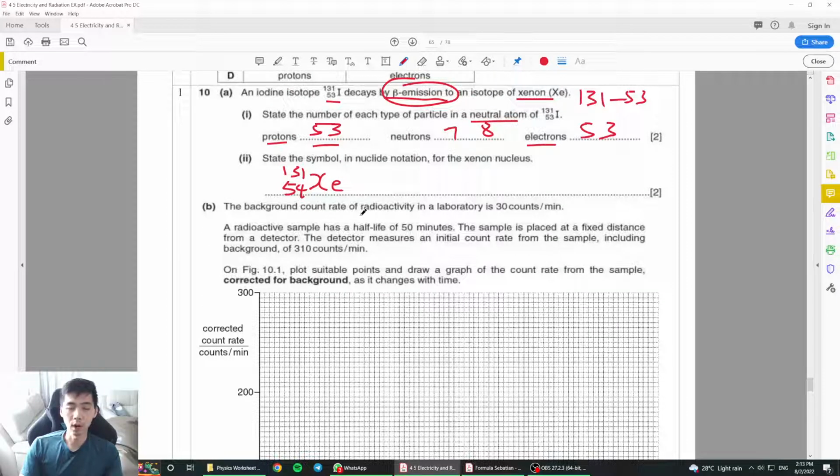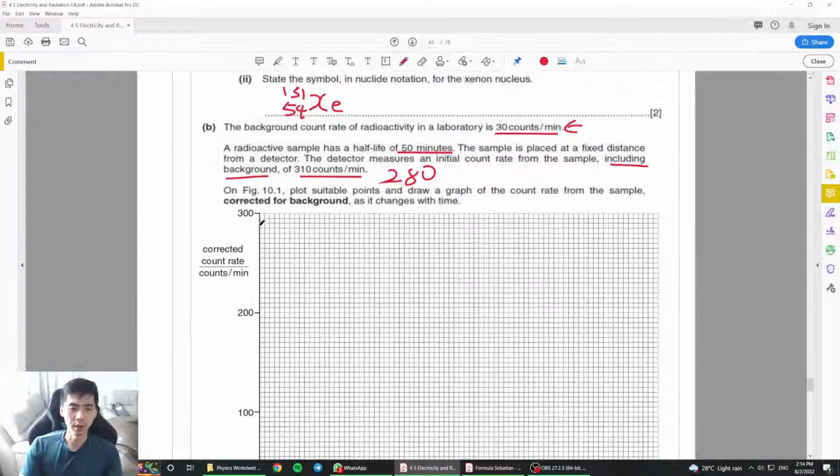Okay. Then the final question here. The background count rate of radioactivity in the laboratory is 30 counts per minute. This is the background radiation. A radioactive sample has a half-life of 50 minutes. 50 minutes is the time taken for it to decay by half its current amount. The sample is placed at a fixed distance from the detector. The detector measures an initial count rate from the sample, including background, of 310. So without the background, it starts off with 280.